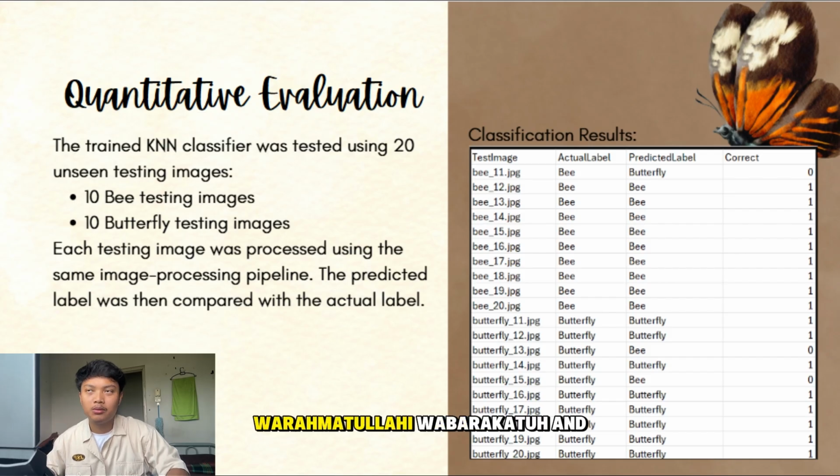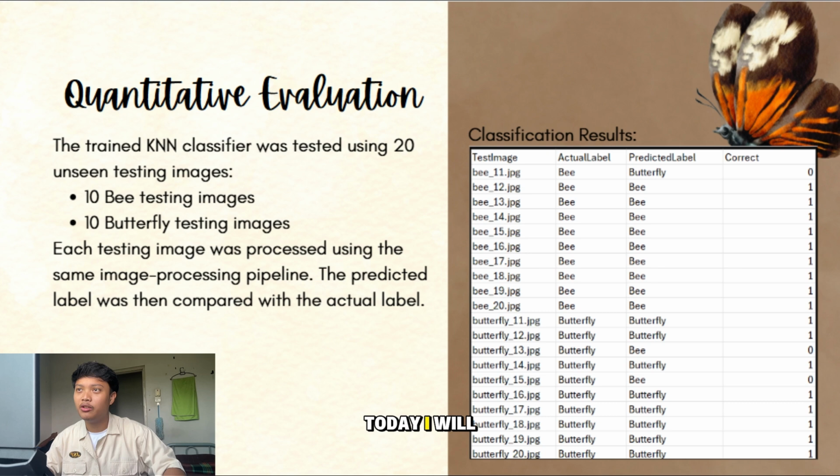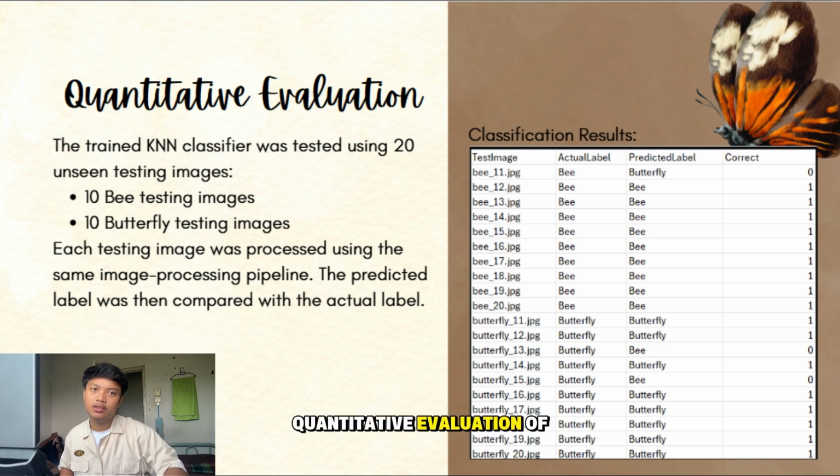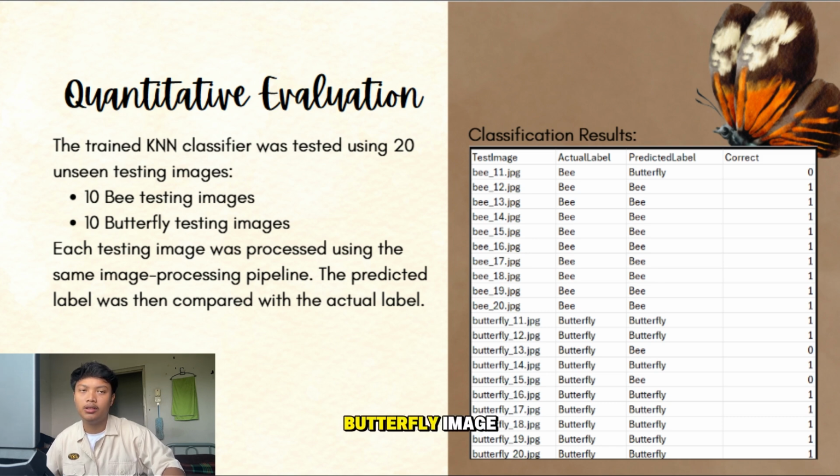Assalamualaikum warahmatullahi wabarakatuh and welcome everyone. Today I will be walking you through the quantitative evaluation of the trained KNN classifier. To evaluate the model's performance, we use a testing set of 20 unseen images which were evenly split into 10 bee images and 10 butterfly images.